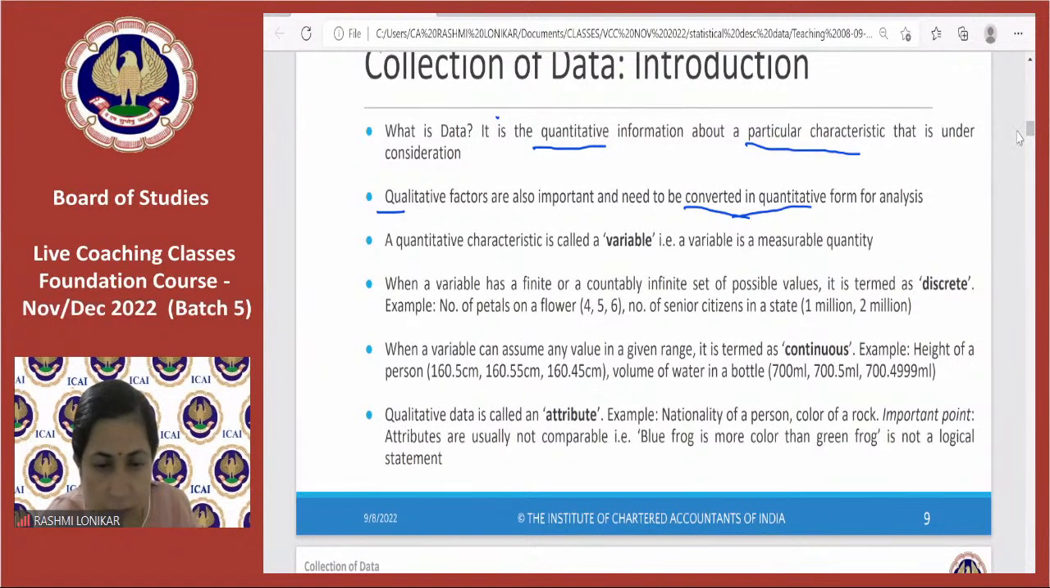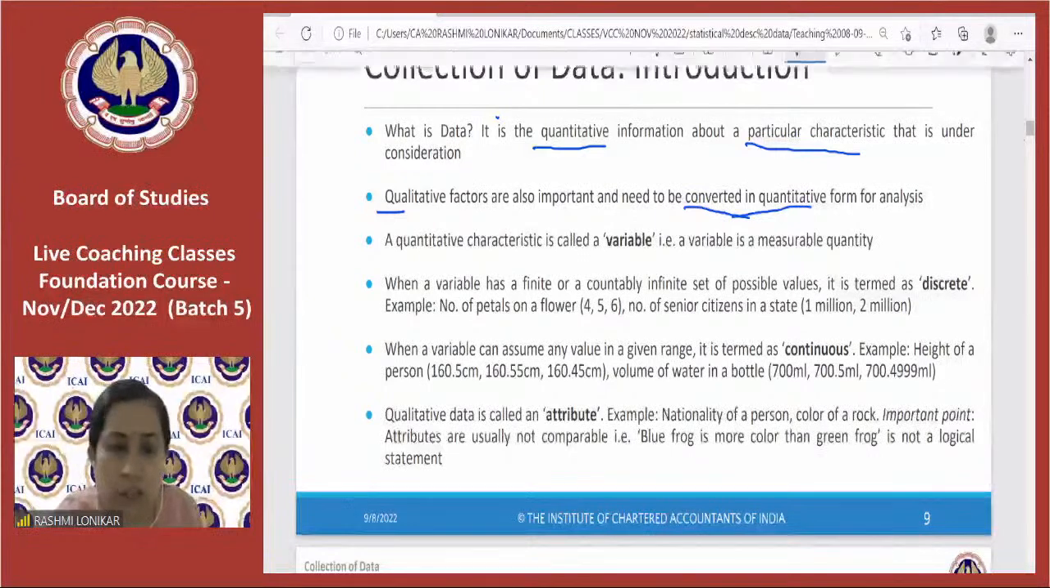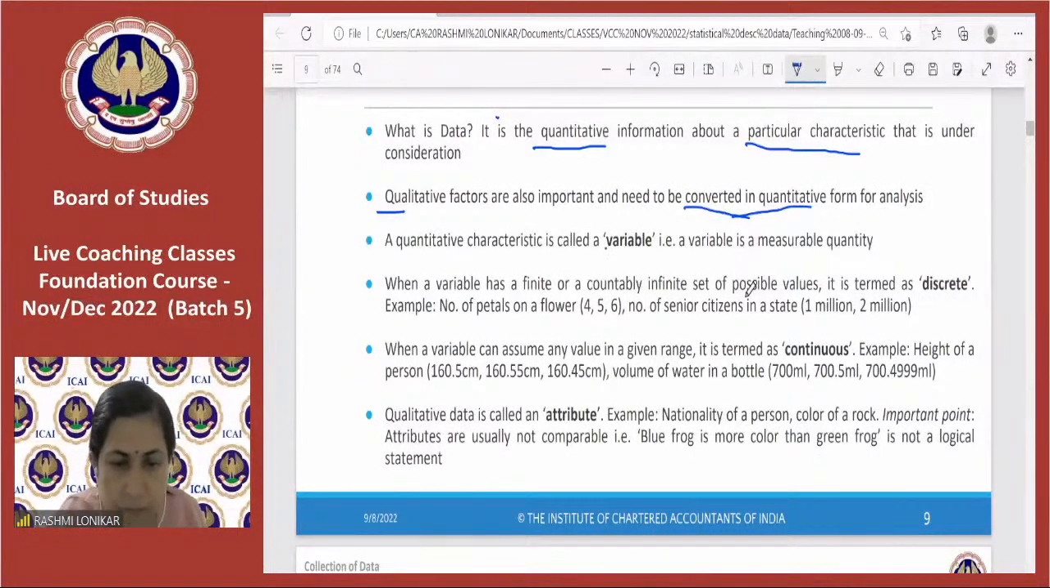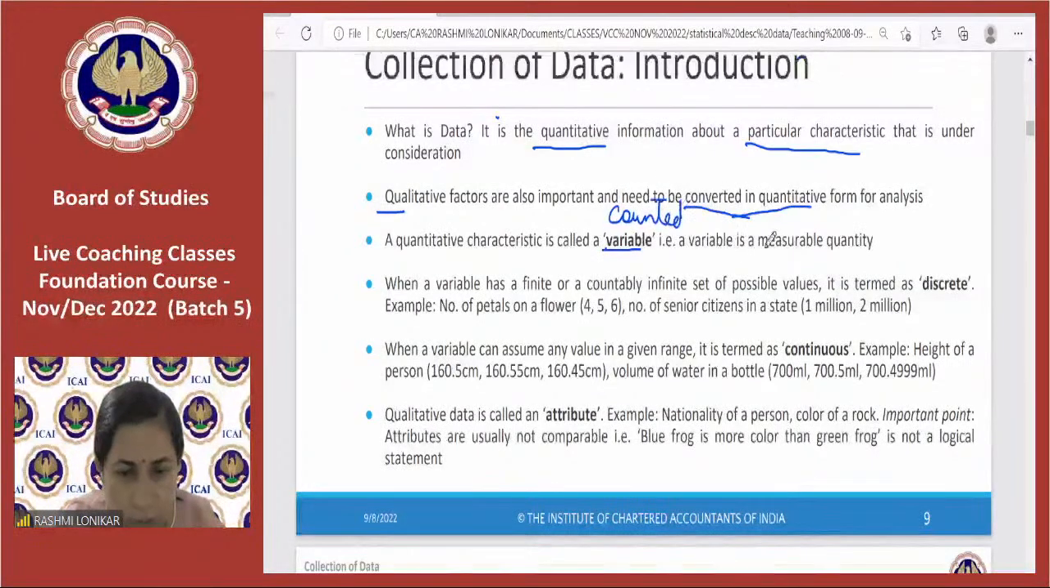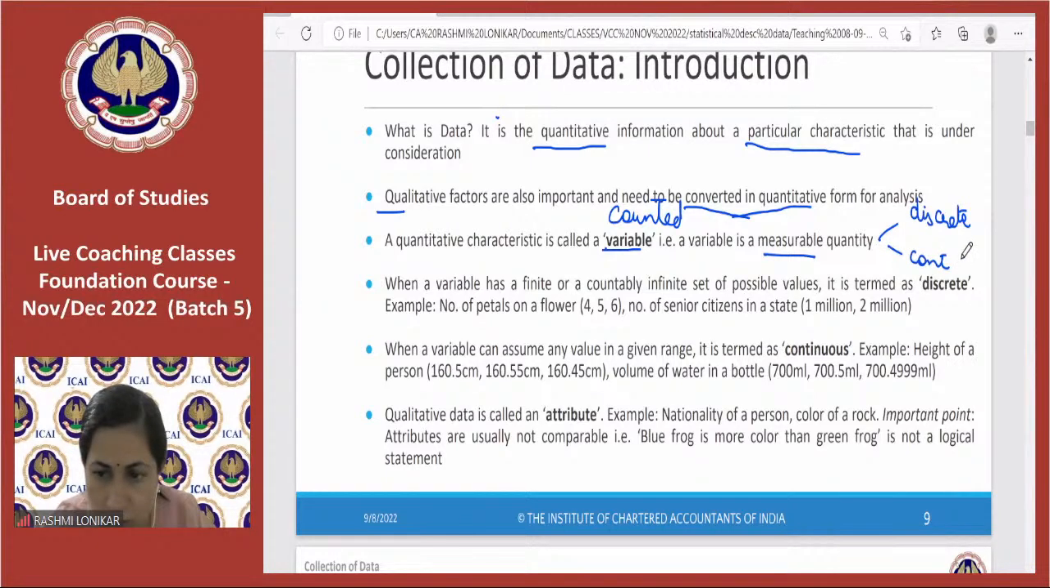So there are two words, variable and attribute. So what is a variable? A variable is something that can be counted, or is a measurable quantity. Then this variable may be discrete and may be continuous.